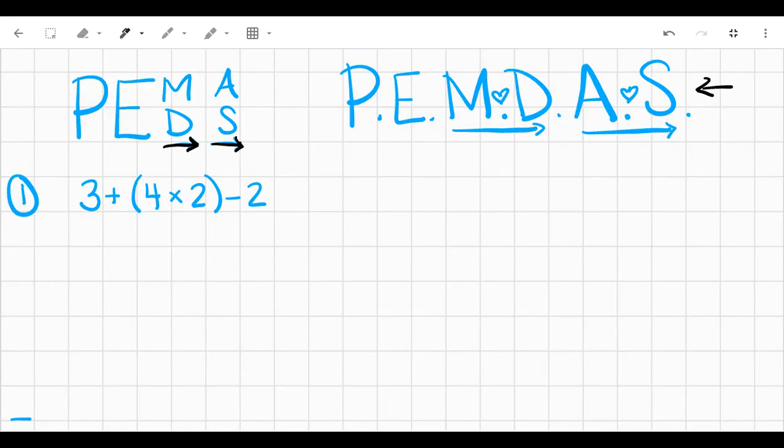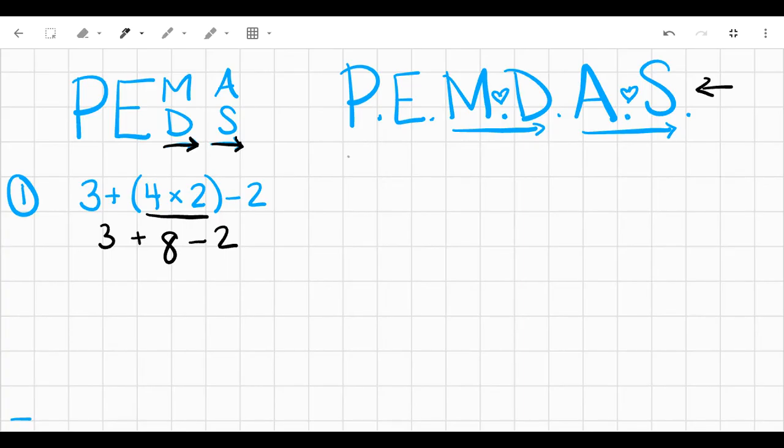So if we look at number 1, we have 3 plus the quantity of 4 times 2 minus 2. When we follow the order of operations, we start with our parentheses. We have 4 times 2. 4 times 2 equals 8. I like to underline the step I'm working on just to help me keep track of what I've done and where I'm at. So now that I've done my 4 times 2, I know that's 8, and I'm going to bring everything else down exactly the way that it was in the original problem. So I now have 3 plus 8 minus 2.